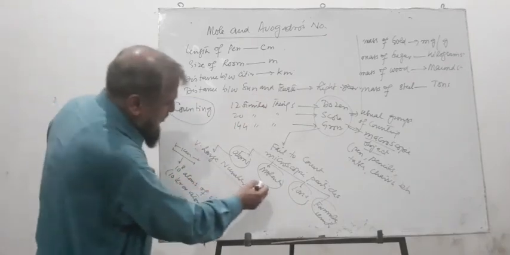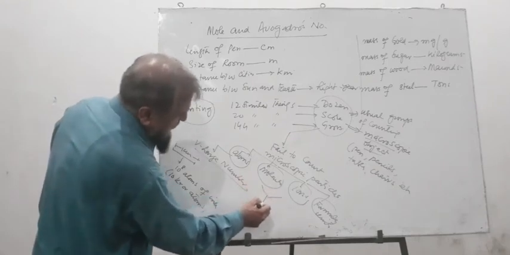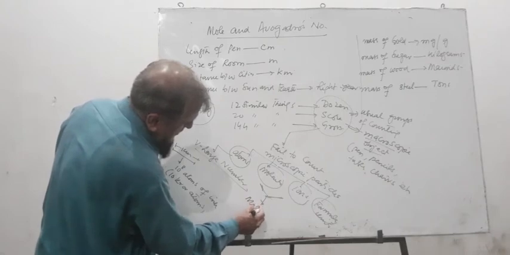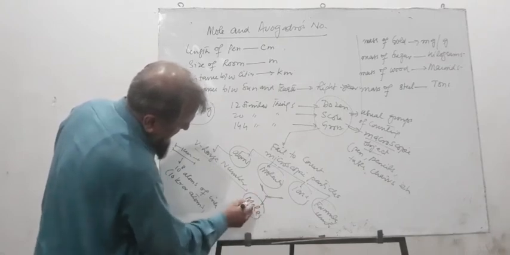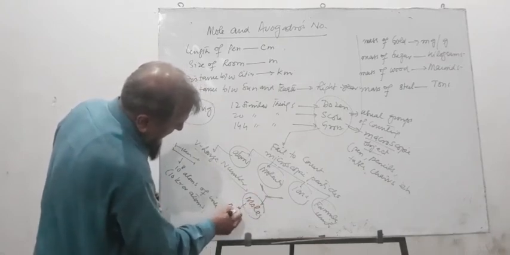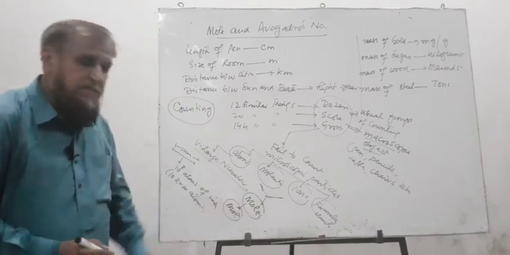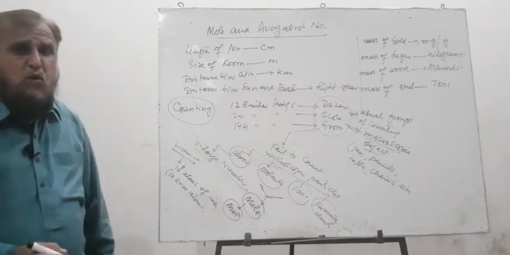To count microscopic particles, a new unit was introduced, which is known as mole, and it is denoted by MOL, written as MOLE but abbreviated as MOL.